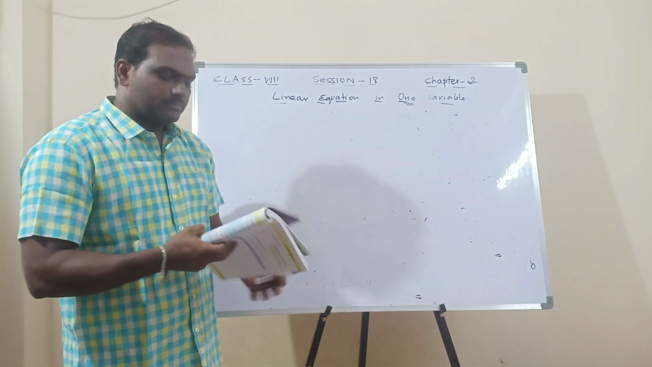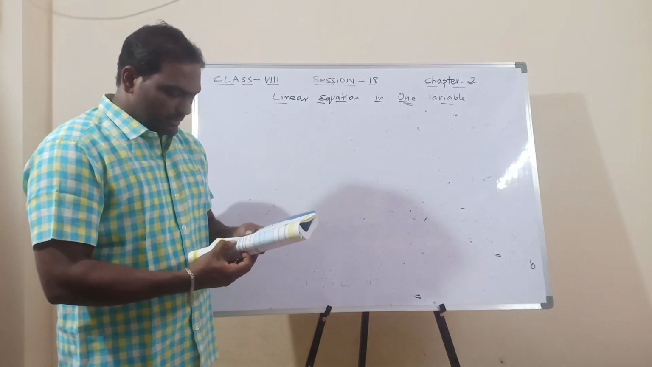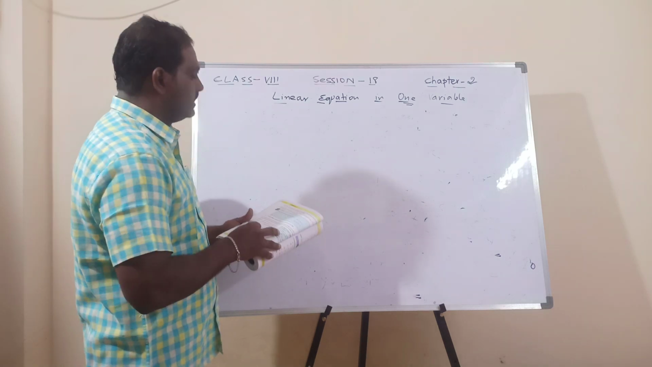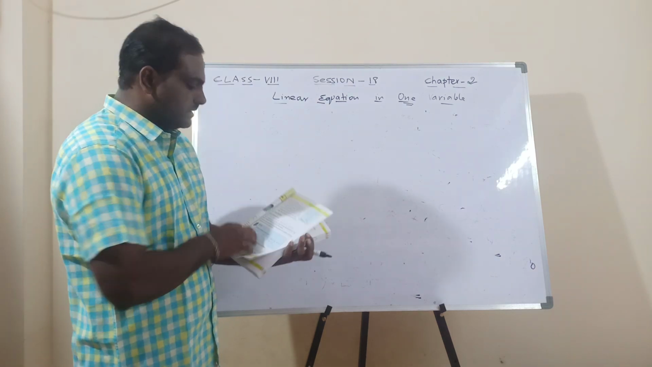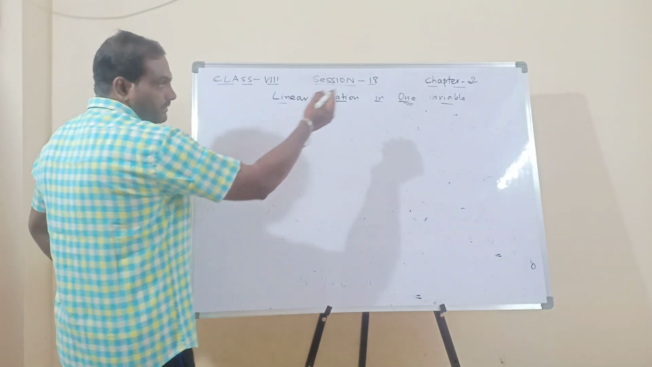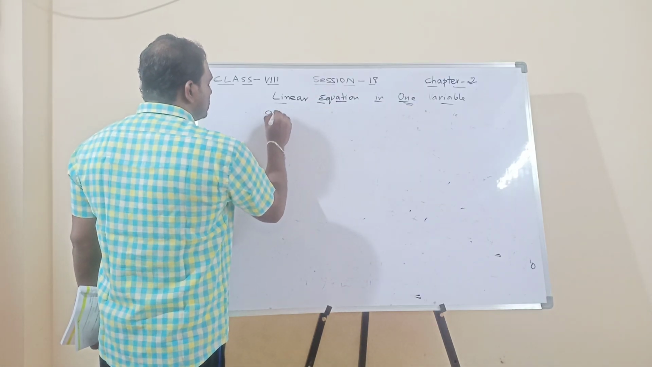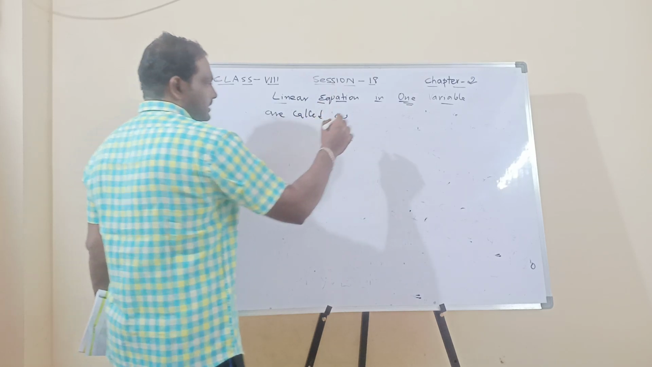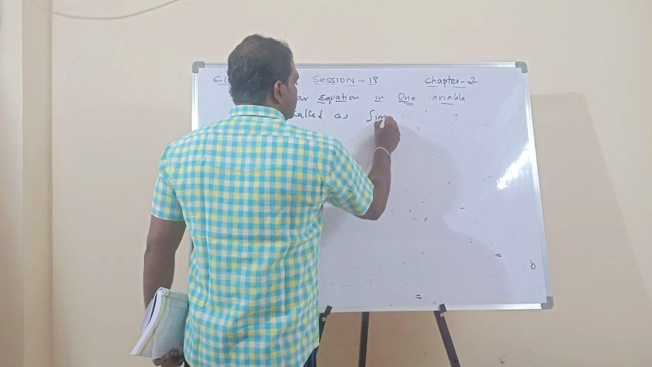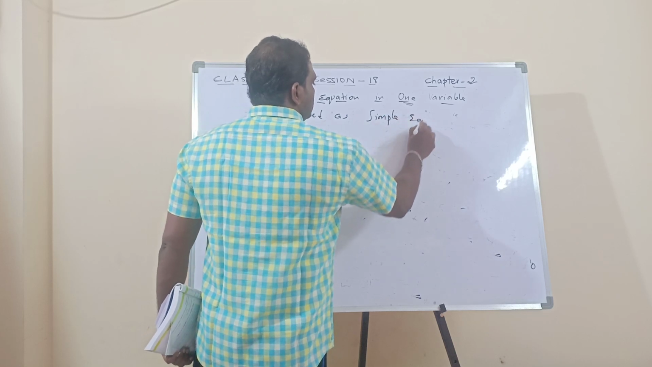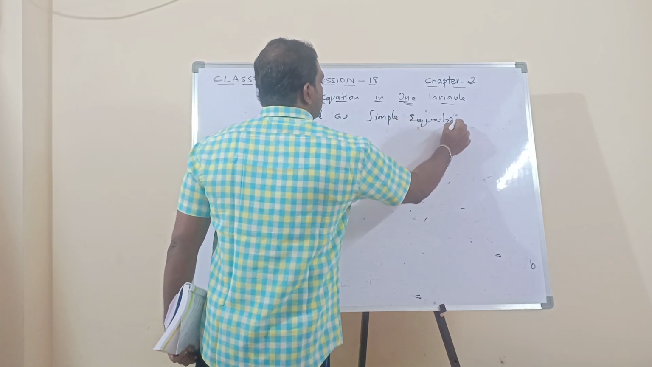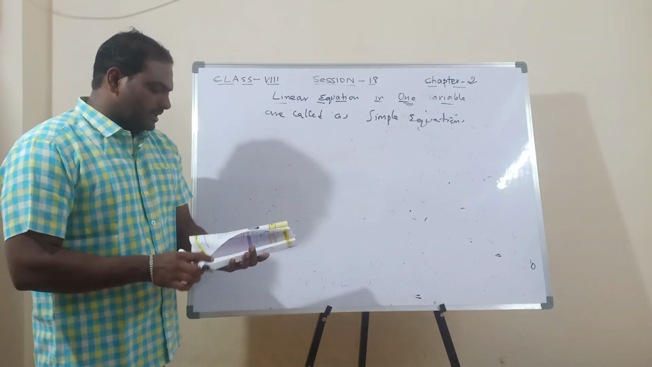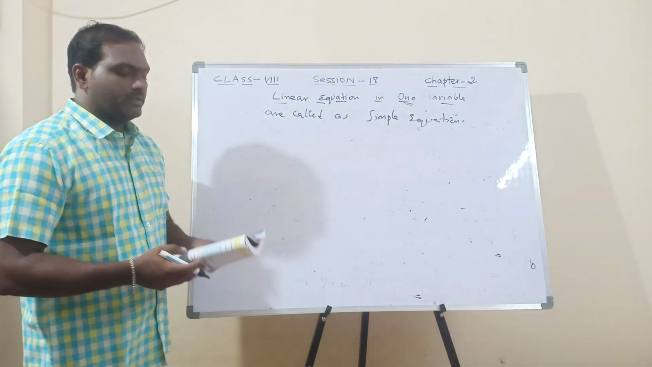Right, one more question is there. Page number 36. Which of the following are simple equations? So here one more definition is given. Linear equations in one variable are also called simple equations. So what are simple equations? Any linear equation in one variable is called a simple equation.